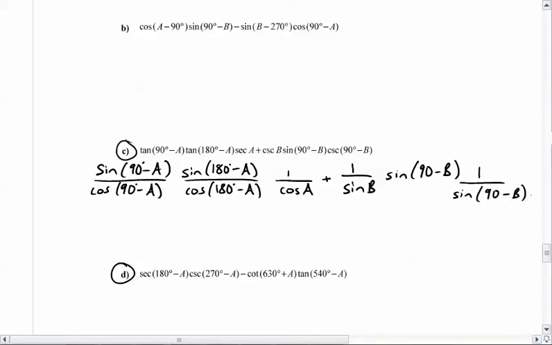Oh, look, that's nice. Already I can see that I've got sine 90 minus b and 1 over sine 90 minus b. Those will cancel. So already I can see that some things are canceling.